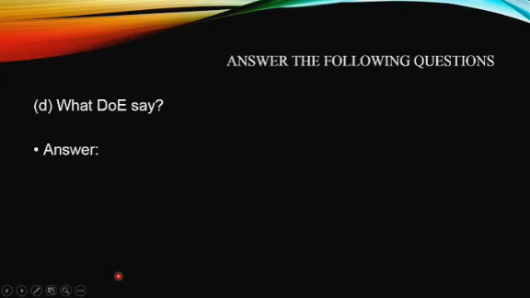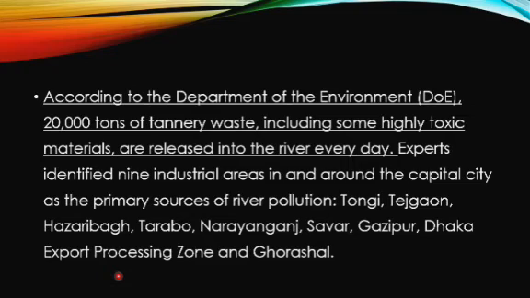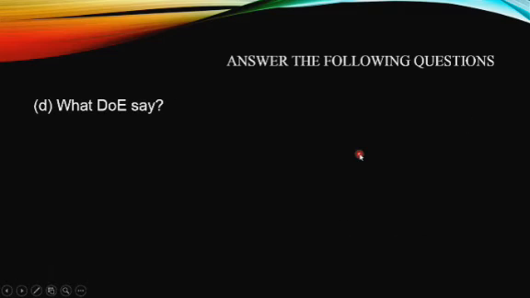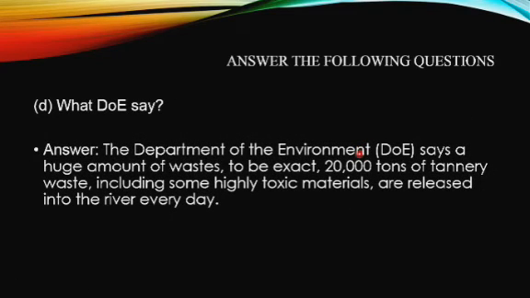Question number D. What does DOE say? DOE is the Department of the Environment, and it says 20,000 tons of tannery waste, including some highly toxic materials, are released into the river every day. So here is our answer. The Department of the Environment, DOE, says a huge amount of waste, to be exact, 20,000 tons of tannery waste, including some highly toxic materials, are released into the river every day.